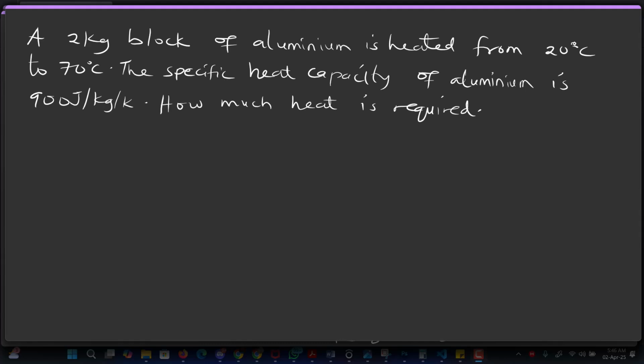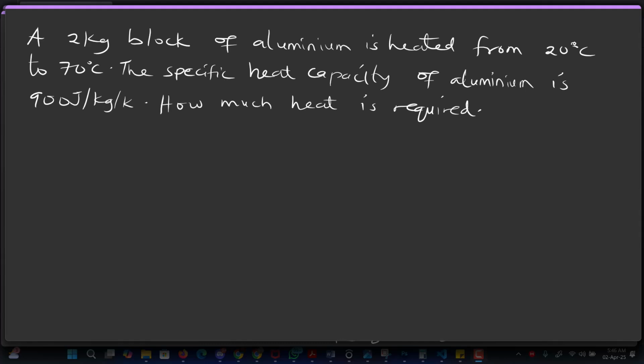The next question says, a 2 kilogram block of aluminium. Let's read the question first before we mention the parameters. A 2 kilogram block of aluminium is heated from 20 degrees Celsius to 70 degrees Celsius. The specific heat capacity of aluminium is 900 joule per kilogram per Kelvin. How much heat is required?